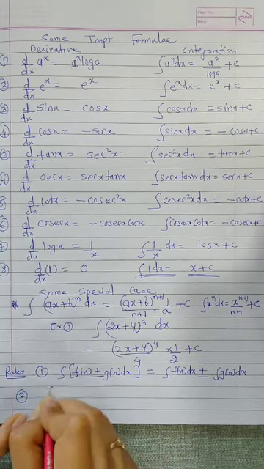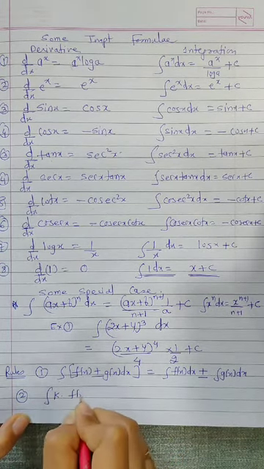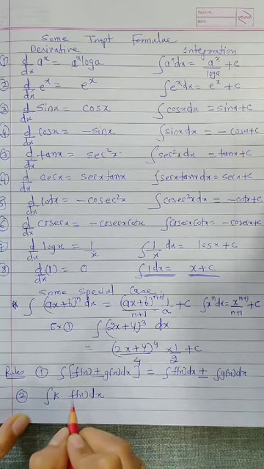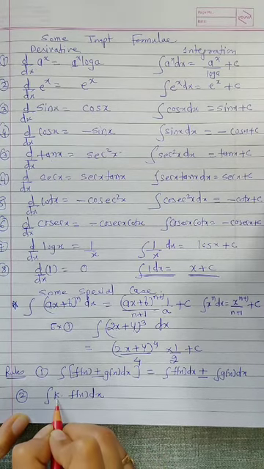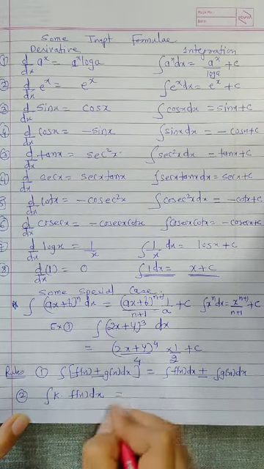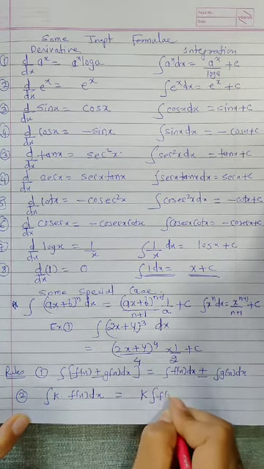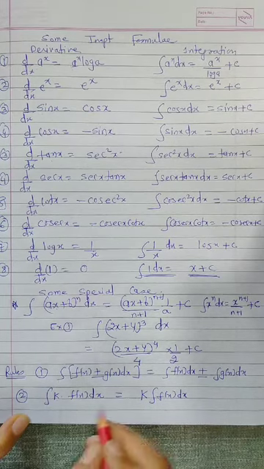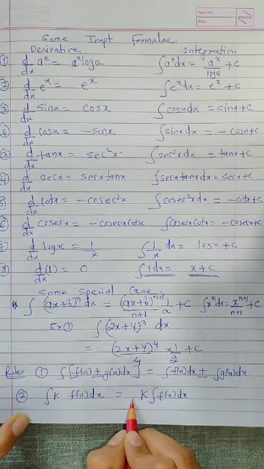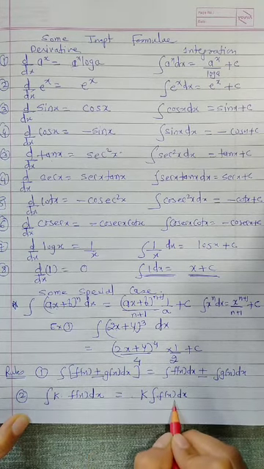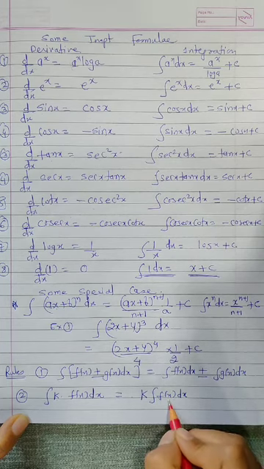Now the second rule is the integration of k into f of x dx. Here f is a function of x but k is a constant. So you have to take k out of the integration, so it will be k into the integration of f of x dx. Always take the constant out of the integration and integrate the function of x. So remember these two rules.